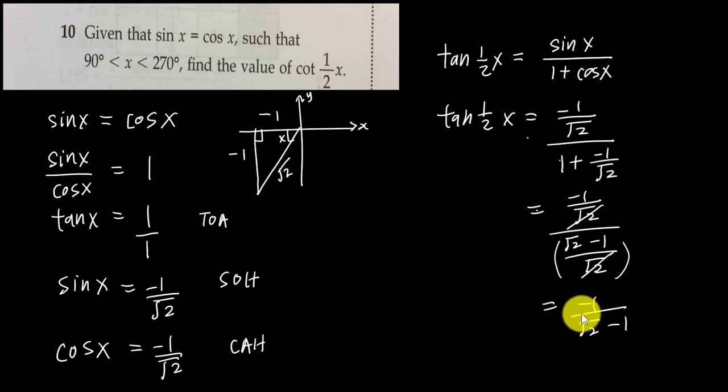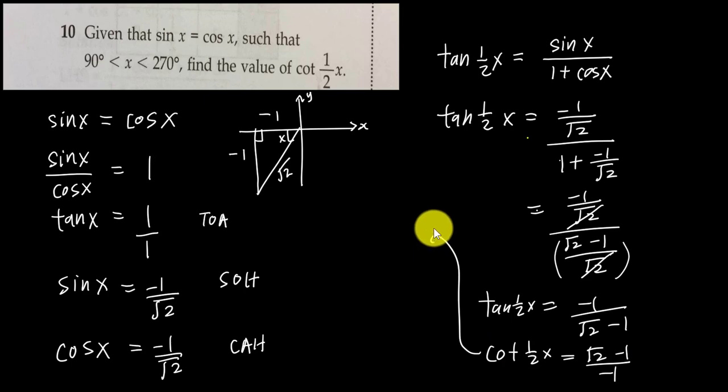As we know, normally we do not want the square root in the denominator. But in this case, we are not really finding the tangent half x, so this is not yet my denominator, because for cotangent I need to flip this over. If this is my tangent half x, then my cotangent half x will be the flip of the whole thing, which is square root 2 minus 1 over negative 1. Normally I make my answer look nicer. I don't like having the negative in the denominator, so I multiply the numerator and denominator by negative 1. Therefore, I get my nice answer for cotangent half x, which is 1 minus square root 2.